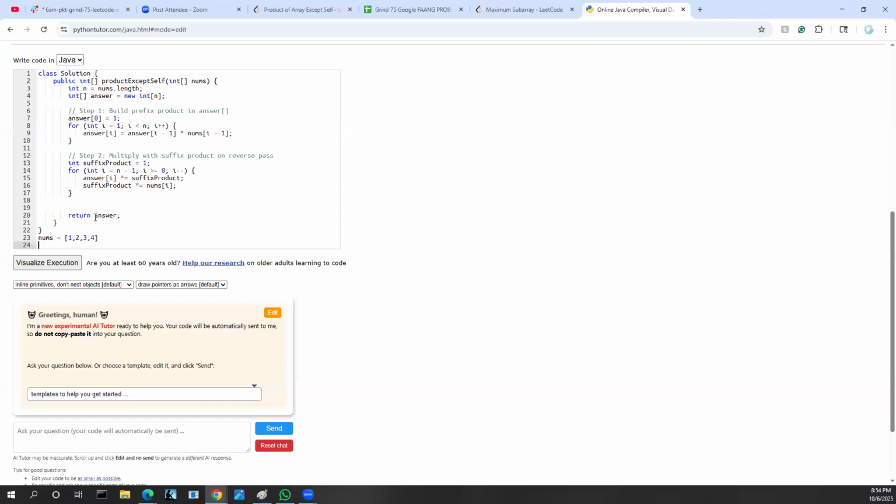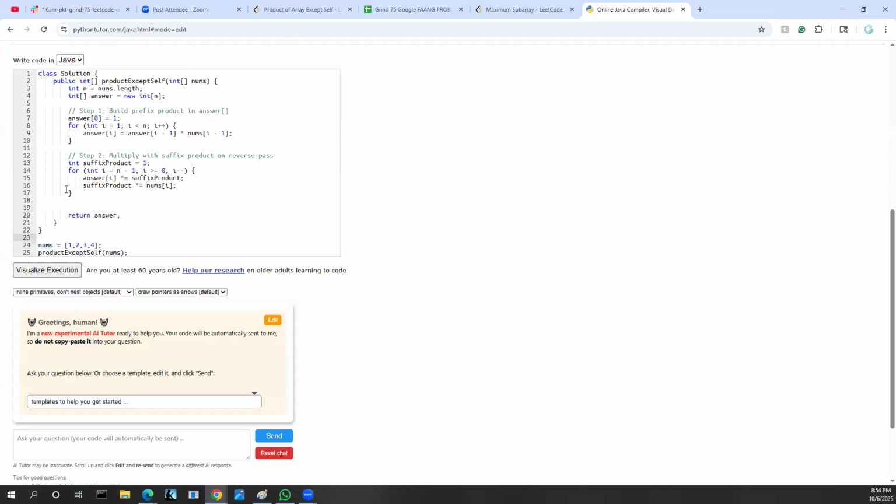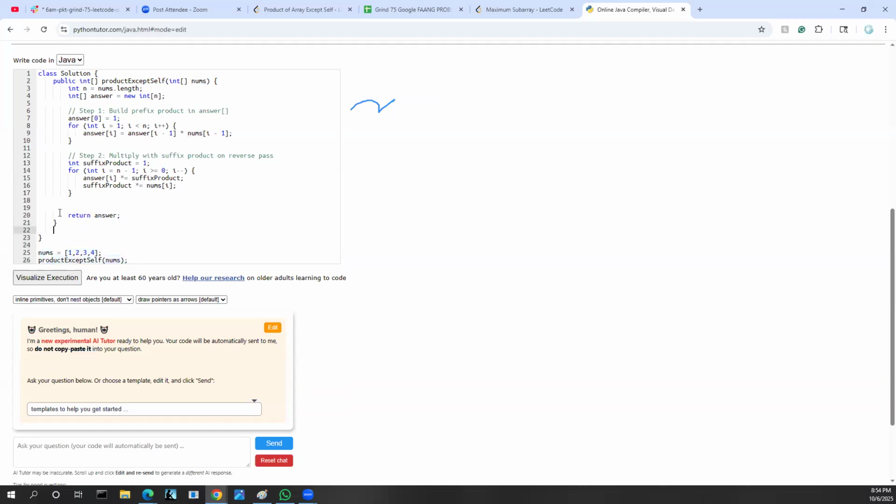How will it understand it outside of the class? I don't think it's going to understand it. This has to be initiated inside the class. Also, it's outside of the class. What we can do is write a main function here. We can write a public void main function.